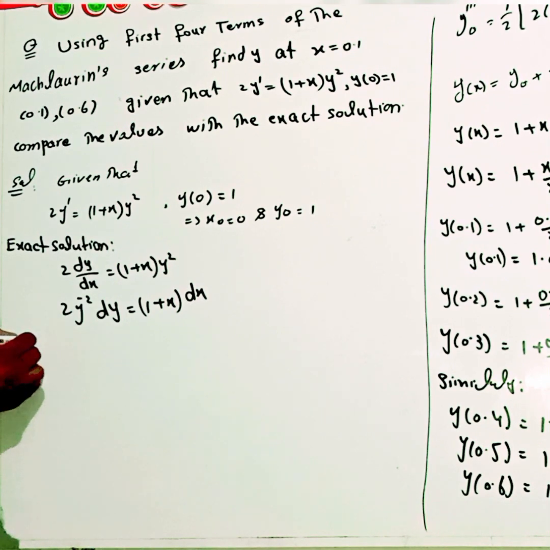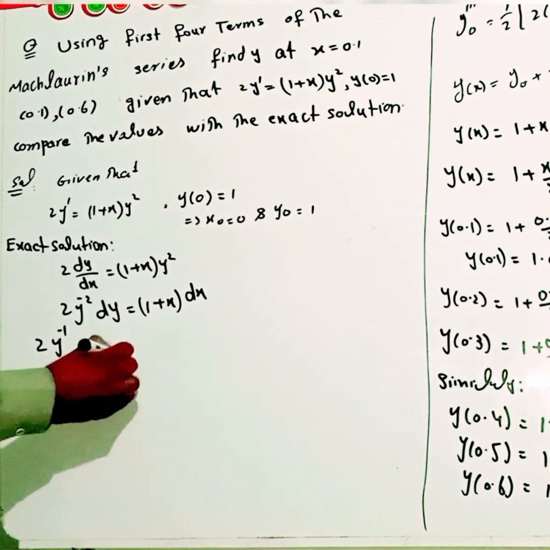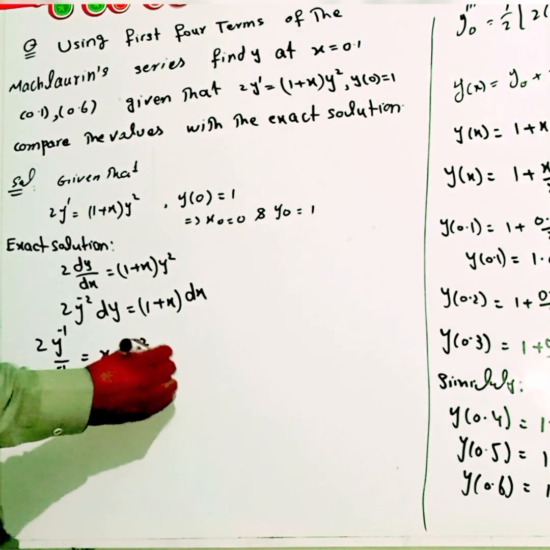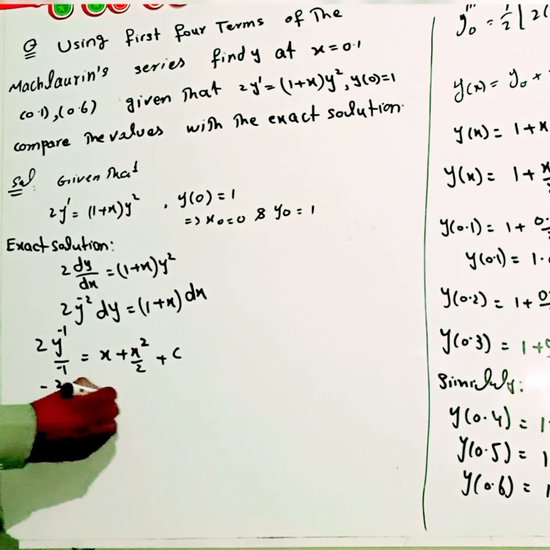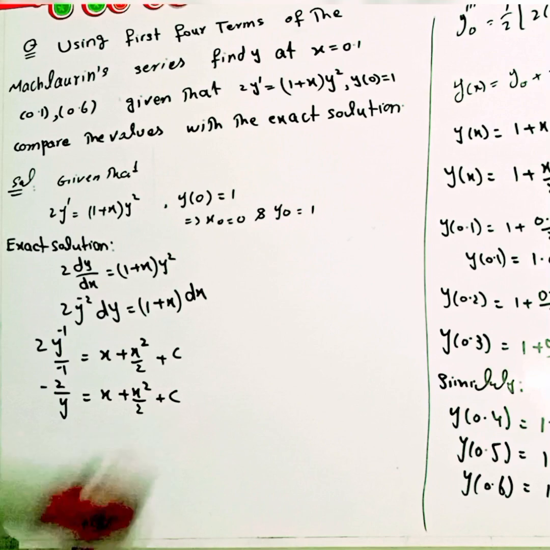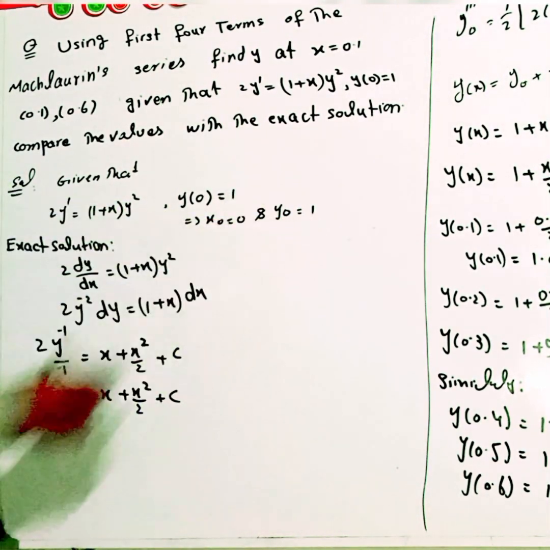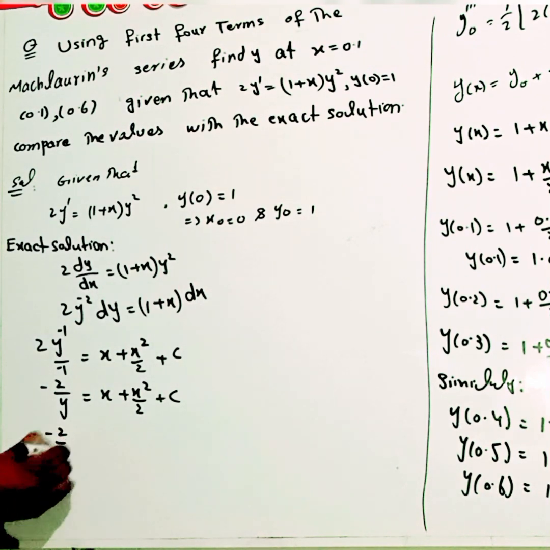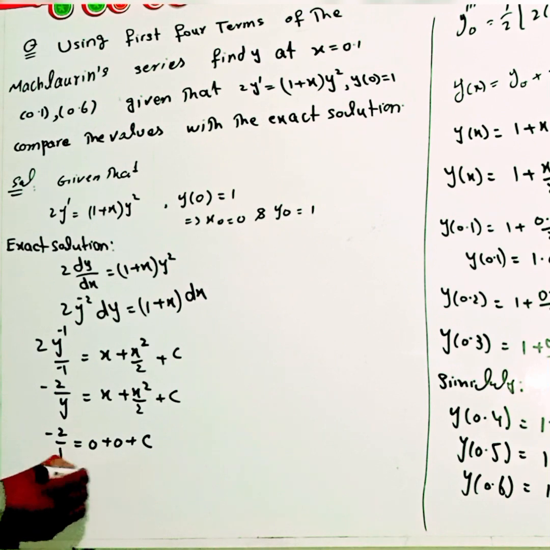Integrating on both sides, we have 2 into y raised to power minus 1 over minus 1 is equal to x plus x square over 2 plus c, constant of integration, which can be written as minus 2 over y is equal to x plus x square over 2 plus c. By using the initial condition at x is equal to 0, y is equal to 1, we obtain minus 2 over 1 is equal to 0 plus c. So we have minus 2 is equal to c.